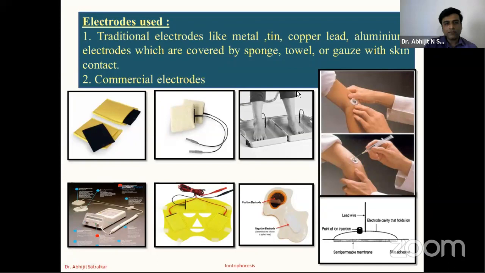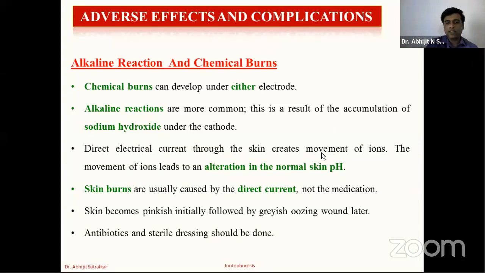Coming to adverse effects and complications, alkaline reactions and chemical burns are the most common complications. Chemical burns can develop under either electrode. Alkaline reactions are more common. This is the result of accumulation of sodium hydroxide under the cathode. Direct electrical current through the skin creates movement of ions. The movement of ions leads to an alteration in normal skin pH. Okay, the skin burns are usually caused by direct current, not the medication usually. Skin becomes pinkish initially, followed by a grayish oozing wound later, and should be treated with antibiotic and sterile dressings.